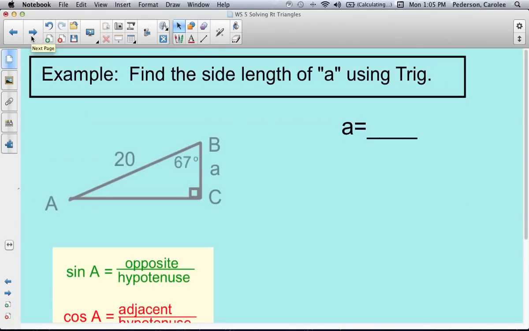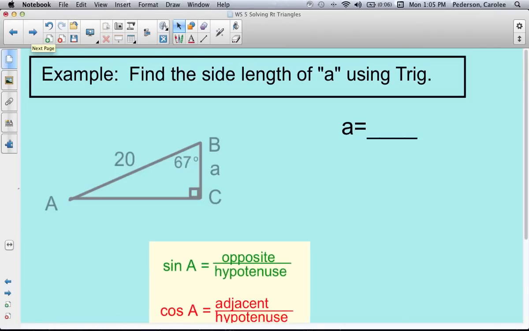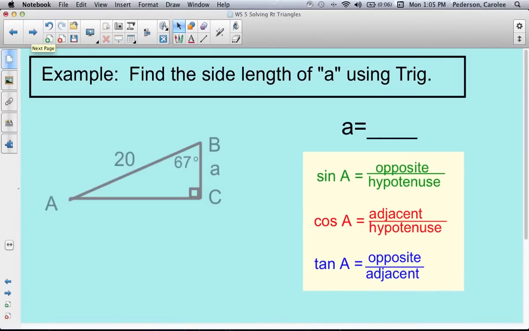Here's our first example. We want to find the side length of A using trigonometry. Go ahead and draw the picture. I have those formulas for you on my smartboard. Remember, you do have to memorize these 3 sets of formulas for the sine of A, the cosine of A, and the tangent of A.